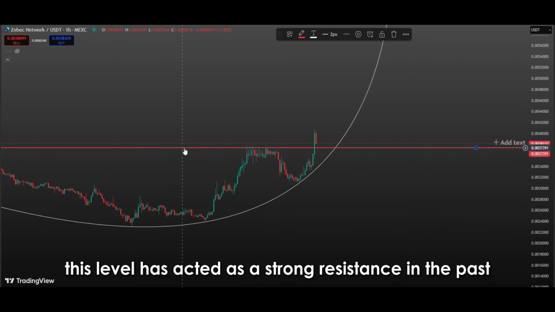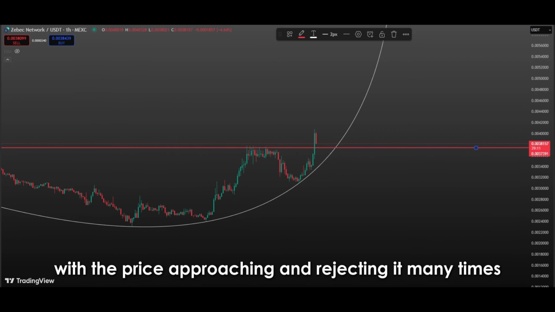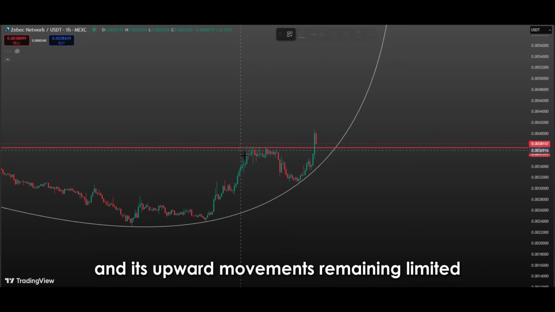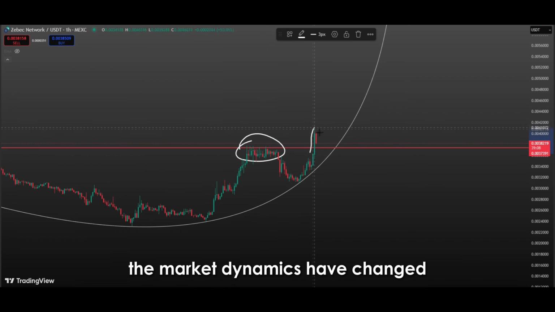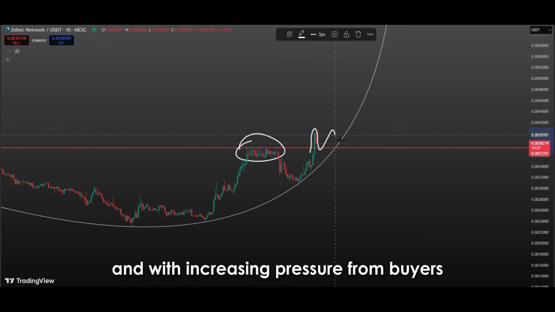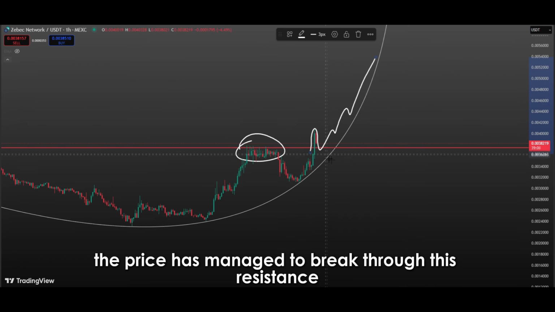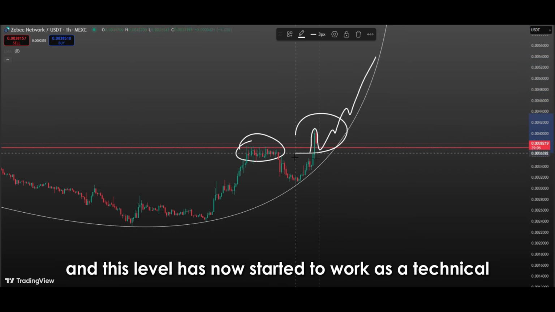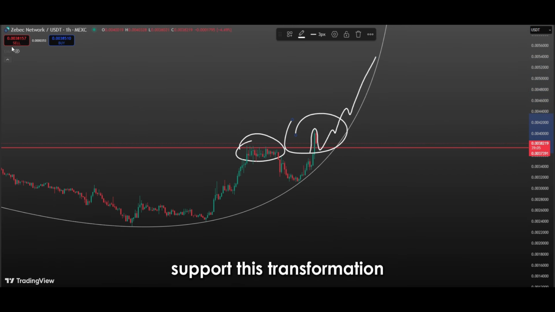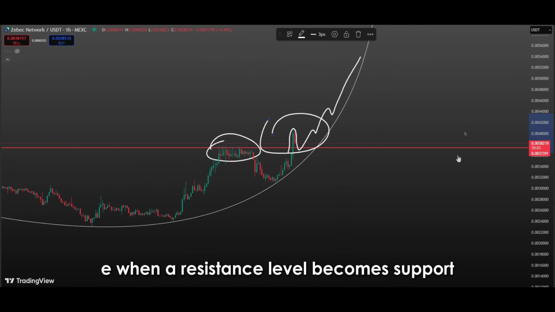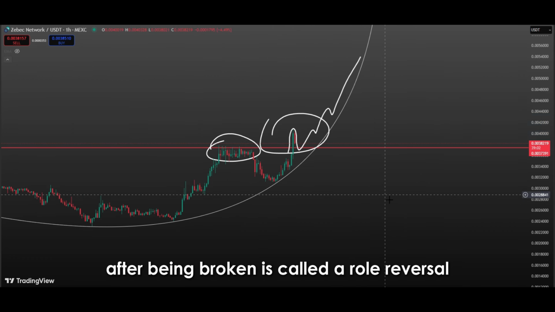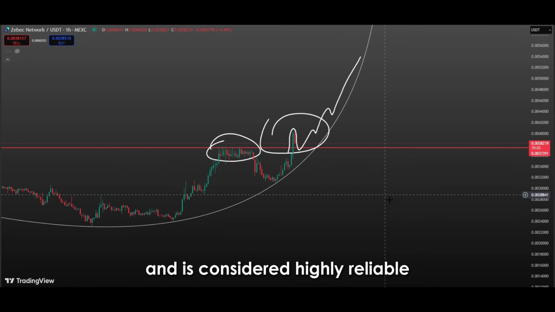This level has acted as a strong resistance in the past, with the price approaching and rejecting it many times and its upward movements remaining limited. However, over time, the market dynamics have changed, and with increasing pressure from buyers, the price has managed to break through this resistance level, and this level has now started to work as a technical support. This transformation, which is common in technical analysis, i.e., when a resistance level becomes support after being broken, is called a role reversal and is considered highly reliable.